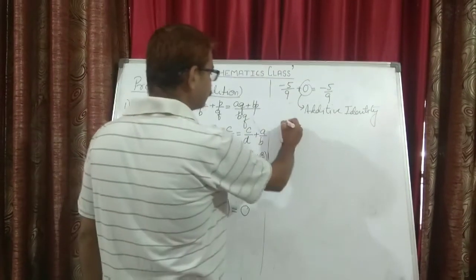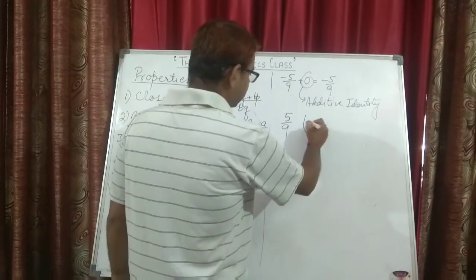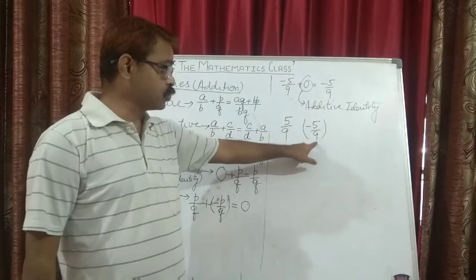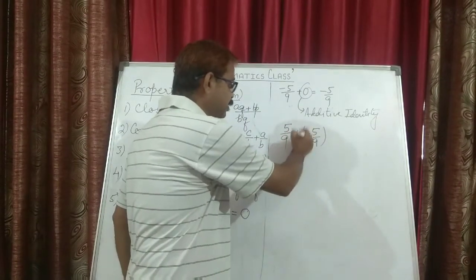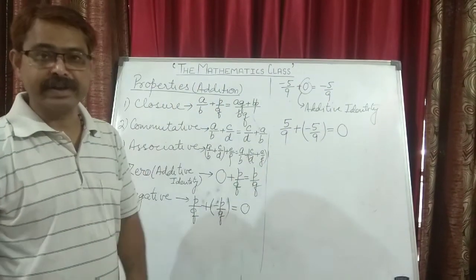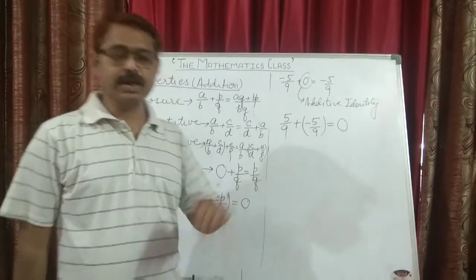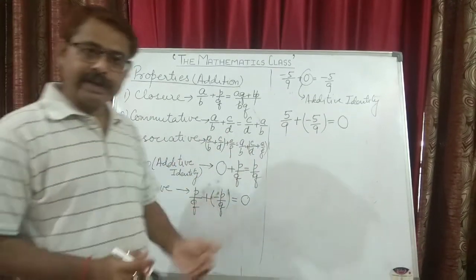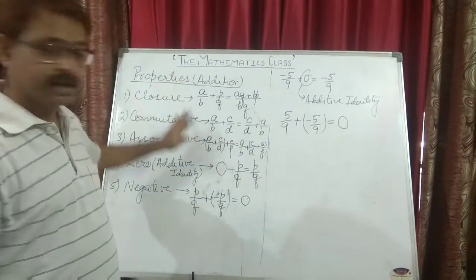Suppose I say 5 upon 9 is a rational number. It means also that minus 5 upon 9 is also a rational number. And this also exists in the complete set of rational numbers such that if we add these two, you will get 0 or additive identity. Means for any rational number, there always exists a negative rational number which when both of them are added, you will get additive identity or 0. I hope this would have been clear to you.